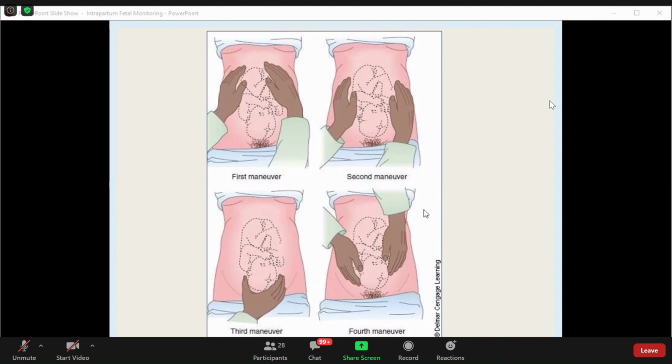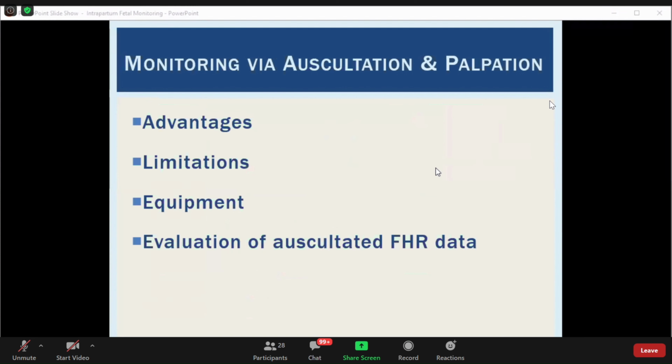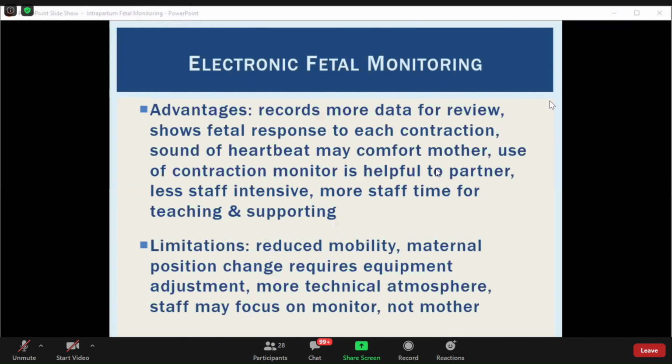So you know what position the fetus is in, then you know where to put your monitor. Okay, so advantages: it's less time consuming. You're over the patient less once you put them on the monitor. Now, on the other hand, she will have less mobility because now she's tethered to this monitor. She's not going to be able to get up and walk around as easily.